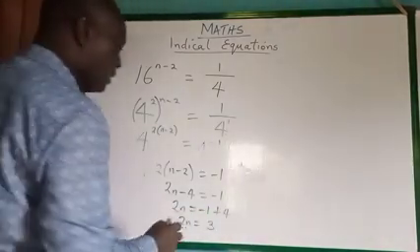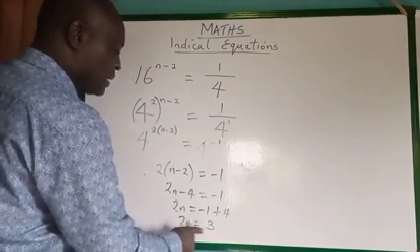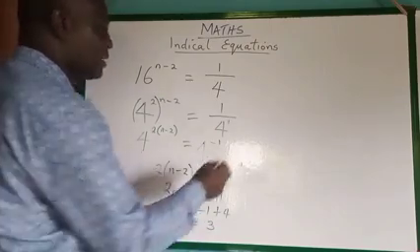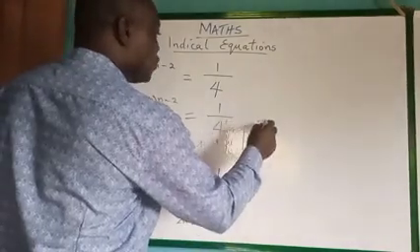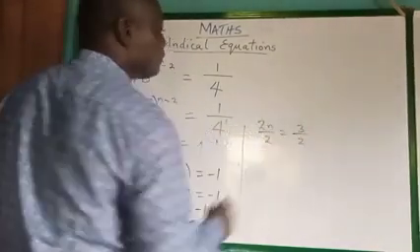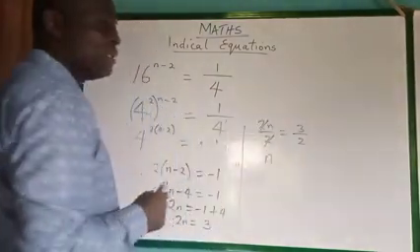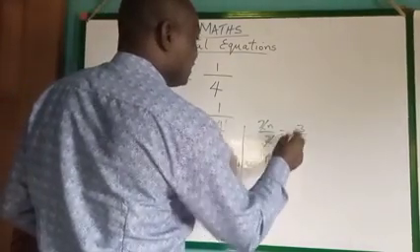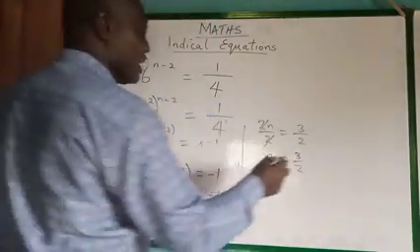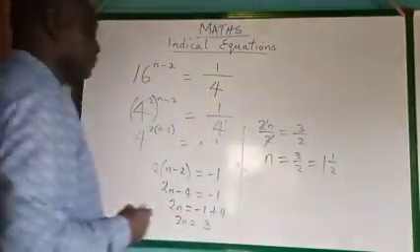So if we have that, how do we get n? Because the coefficient is 2, we will divide both sides with 2, because whatever you do to the left hand side, you also do to the right hand side. So we now have 2n divided by 2 is equal to 3 divided by 2. This 2 will divide this 2, allow n to be alone. Then 3 divided by 2 will be the value of n. You can simplify it further to say 1 whole number 1 over 2.